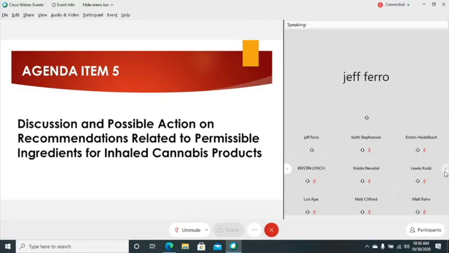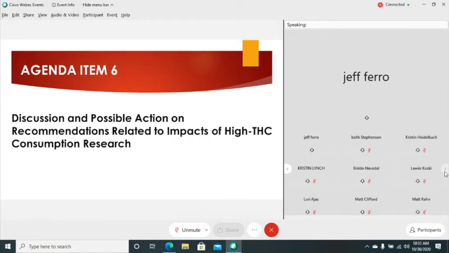That would be fine, Committee Member Cermak. So jumping to agenda item number 6, it will become agenda item number 5, and agenda item number 5 will become agenda item number 6. That said, the next agenda item will be a discussion and possible action on recommendations related to the impacts of high THC consumption research. Let me remind everybody that there was a motion, second, and passage of a similar motion at our meeting last month. Excuse me, time flies when you're having fun.